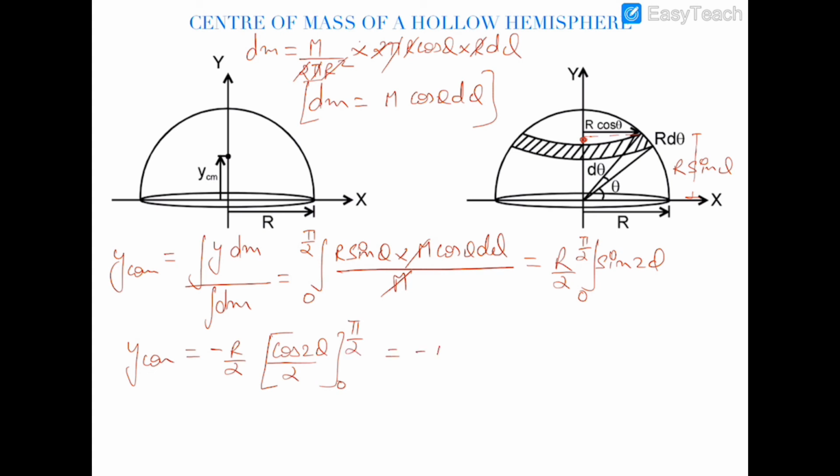So this is minus r by 4 and cos 2 theta. So cos 2 into pi by 2 minus cos 0. So this is equal to minus r, in fact plus r by 2. So this is the YCOM of the hollow hemisphere. Thank you.